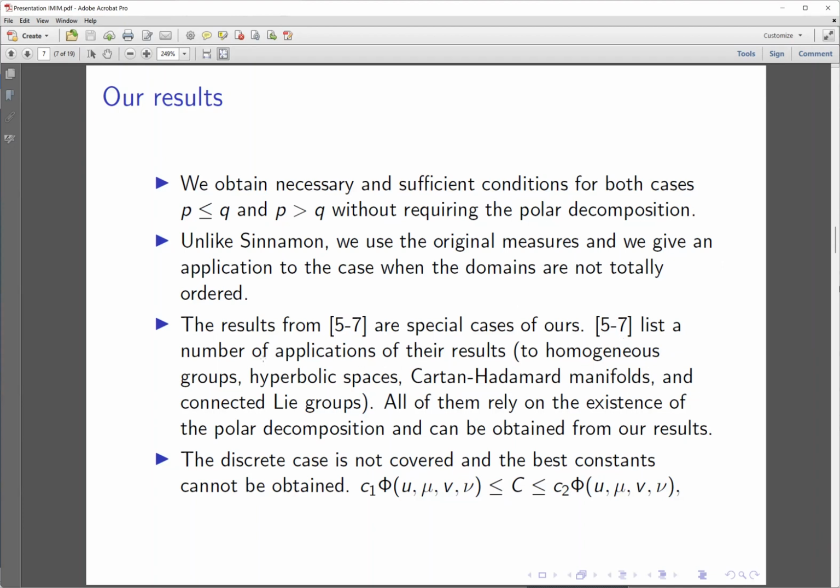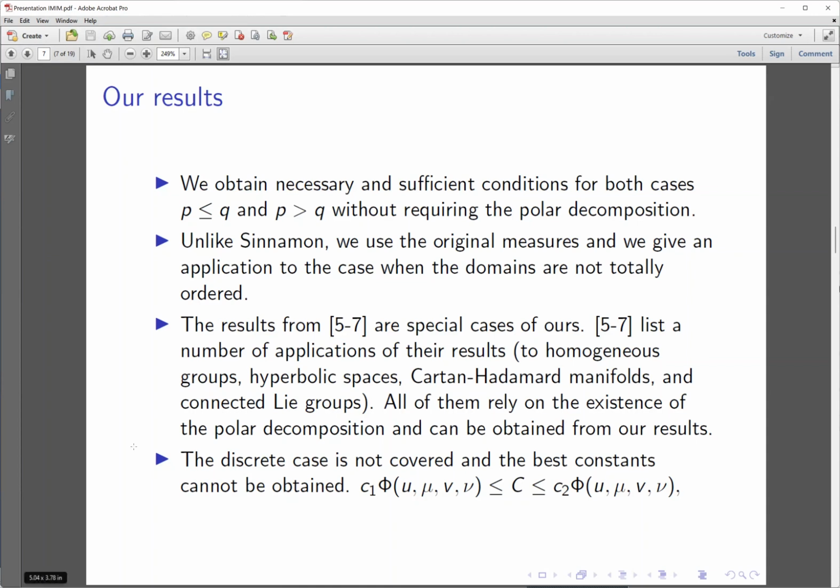By the way, they gave applications of their results to a number of situations. One is to homogeneous groups. Here I list those applications. Okay, homogeneous groups, hyperbolic spaces, Cartan-Hadamard manifolds, and connected Lie groups. Okay, so it sounds very terrifying, very abstract, but in fact, everything boils down to the idea that if you have spherical coordinates, then along the radial variable, everything becomes one-dimensional, and from the point of view of the theory of functions, everything becomes very simple.